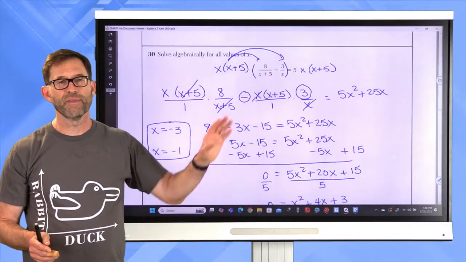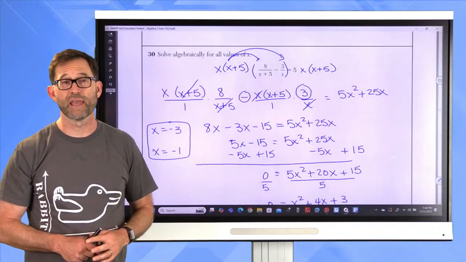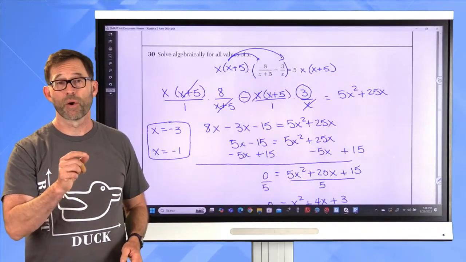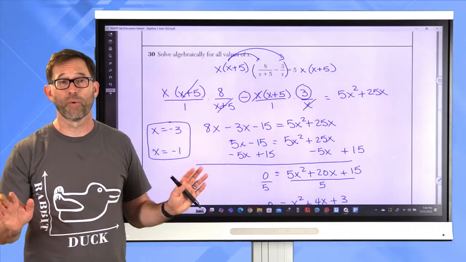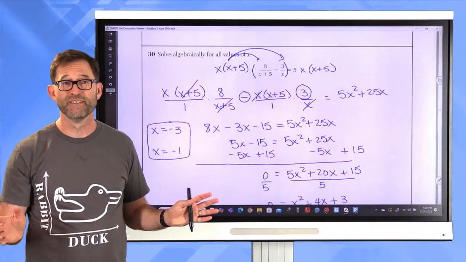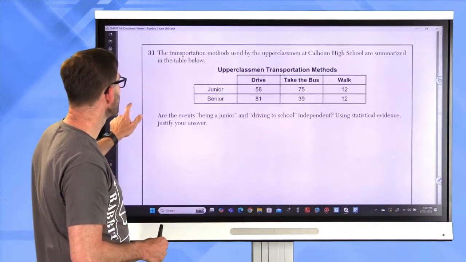Now, again, I find this to be an awful lot of work for a 2-point problem, and it would be even more insane if after all of this, there was also an extraneous root. I mean, if that doesn't deserve 4 points, I don't know what would. All right, but let's move on. Let's take a look at 31.